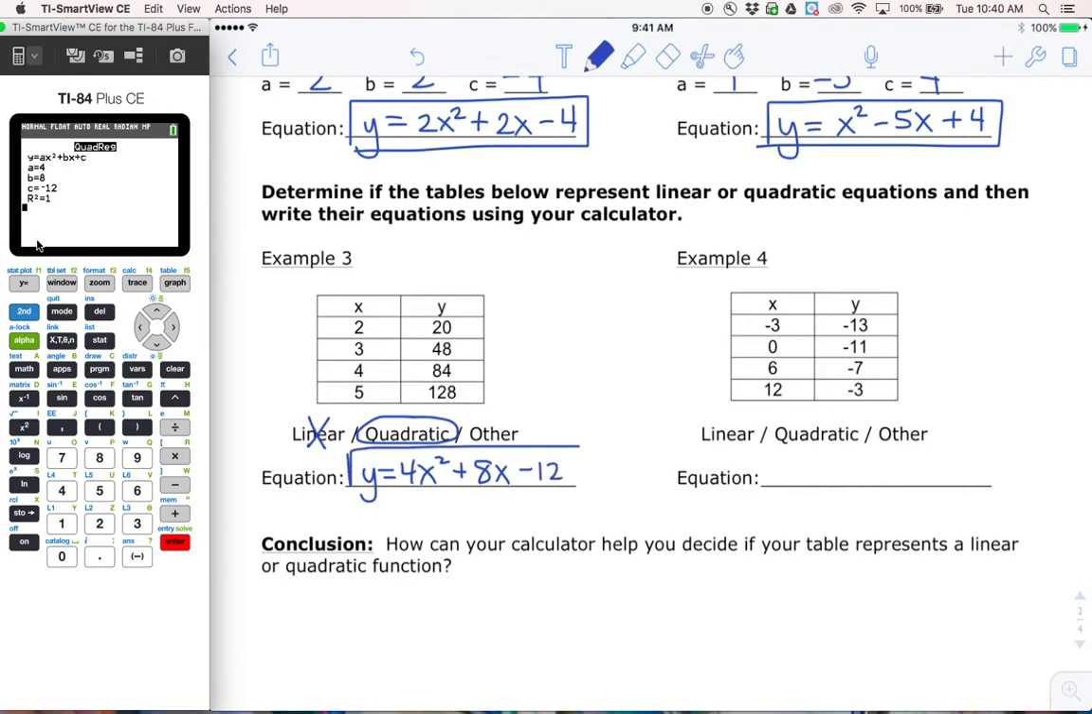We're not using those R values. They just tell us that our data is good. They tell us if our data is a perfect relationship or not.